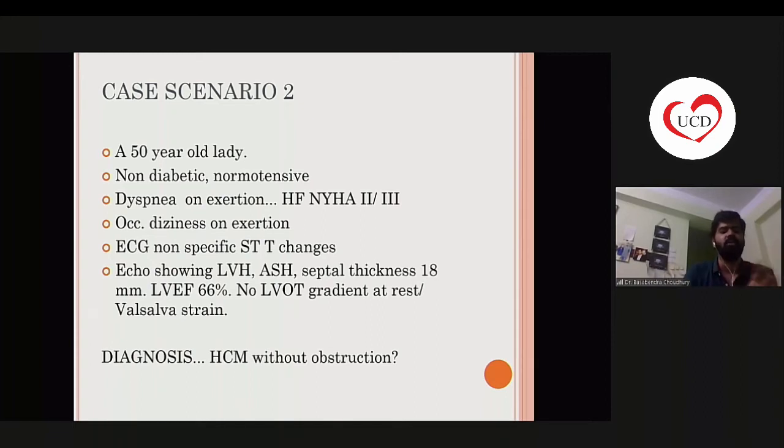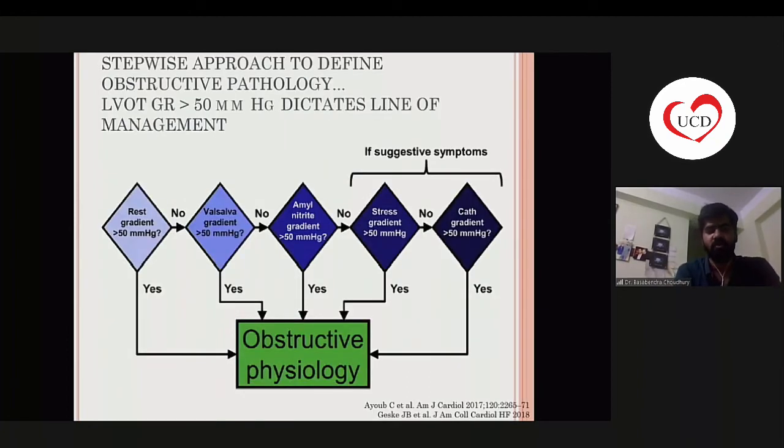So, a 50-year-old lady, non-diabetic, non-hypertensive, with heart failure, NYHA class 2-3, occasional dizziness on exertion, non-specific acidity, coming with asymmetrical septal hypertrophy with a thickness of 18 millimeters, preserved LV ejection fraction, no LVOT gradient at rest and on Valsalva. So should we label her as HCM without obstruction? Next slide. Actually, no, we should follow a stepwise approach, especially in a symptomatic patient.